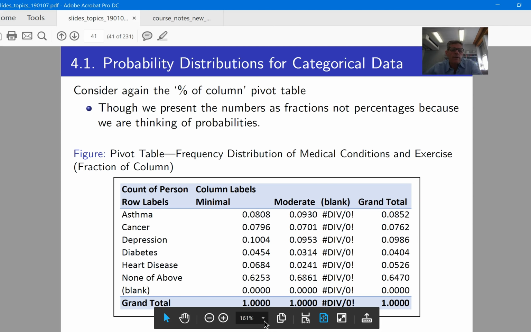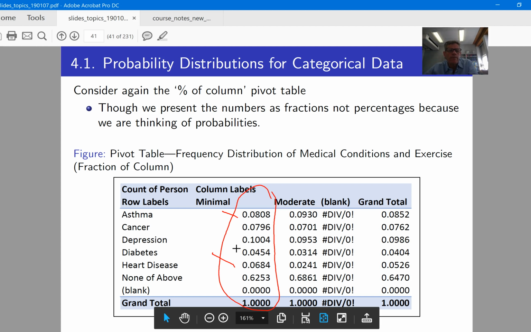So these numbers are also probabilities, but they're just a little bit different. These are no longer the joint or intersection probabilities between these two characteristics. In fact, what we're now measuring is what's called the conditional probability. You're saying, let's just consider the people who engage in minimal exercise, this group of people here. Just thinking about those people, what is the probability that a person who engages in minimal exercise has asthma? Answer, 0.08. What's the probability that they have heart disease? 0.0684. So only considering this subset, what's that probability?